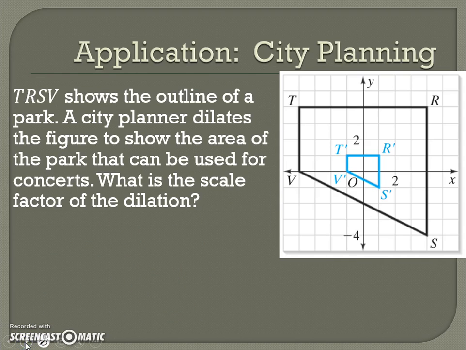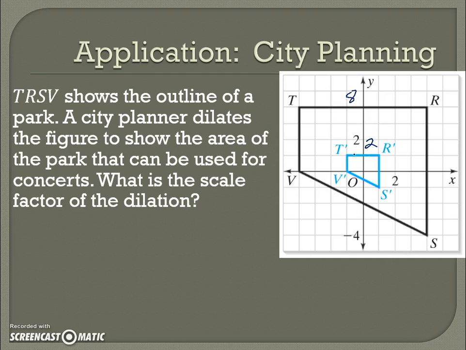Let's keep moving. Here's an application that says TRSV shows the outline of a park. A city planner dilates the figure to show the area of the park that can be used for concerts. What is the scale factor in the dilation? So in order to do this, what we need to do is identify a couple sides that we can find their length. So I see a couple here. This one right here I could find, that's a 4 and then 4, so that's a length of 8. And then this one is 2.